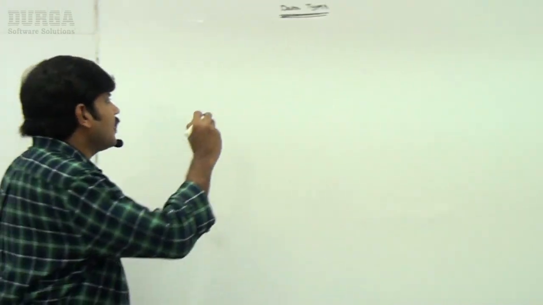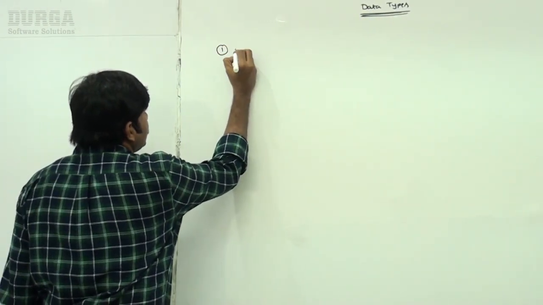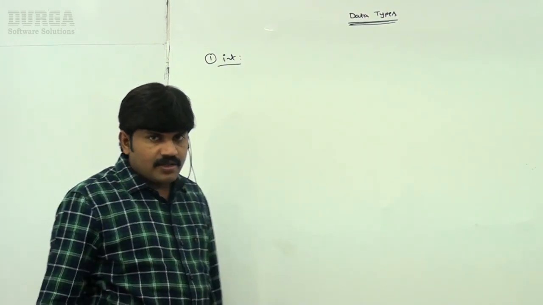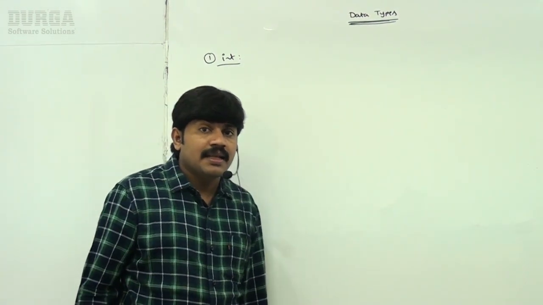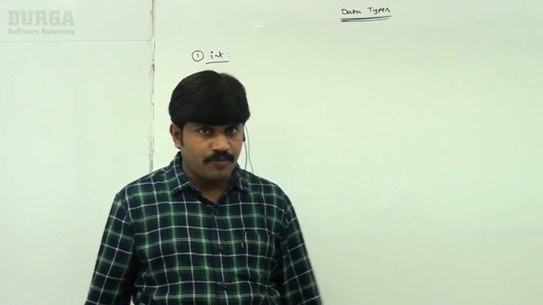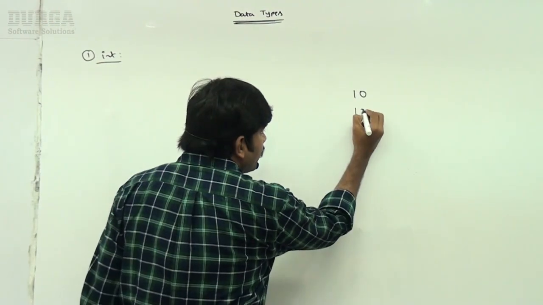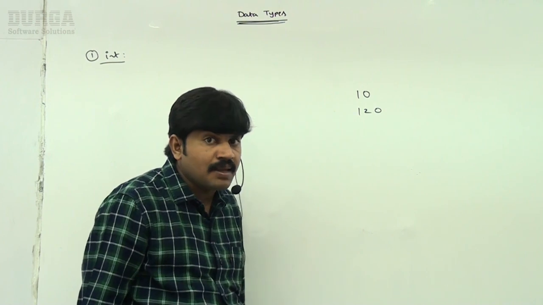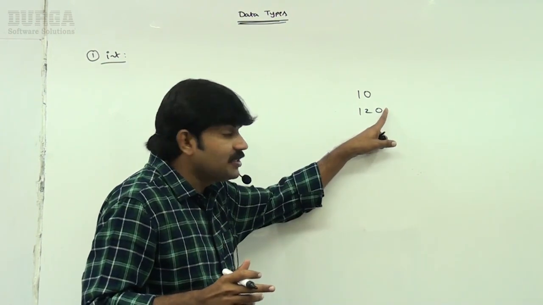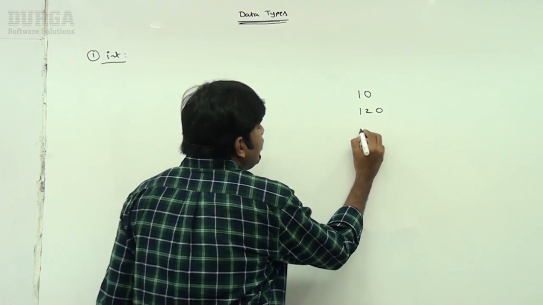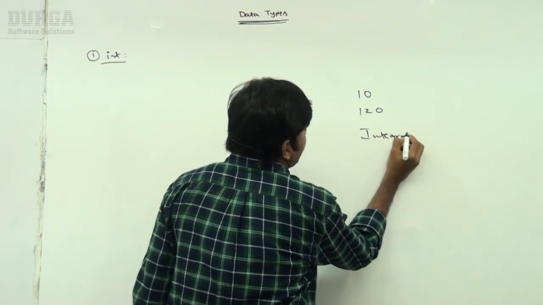Now let me start with the first data type we have to discuss, the int data type. Integral values: I want to represent a number without a decimal point, just 10 or 120. These numbers never talk about any decimal point. Numbers without a decimal point are called integral numbers.